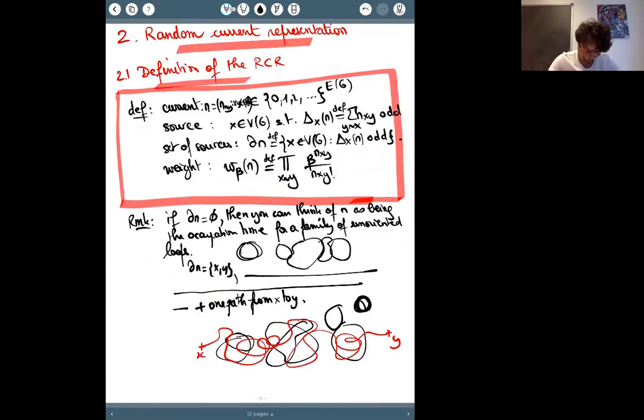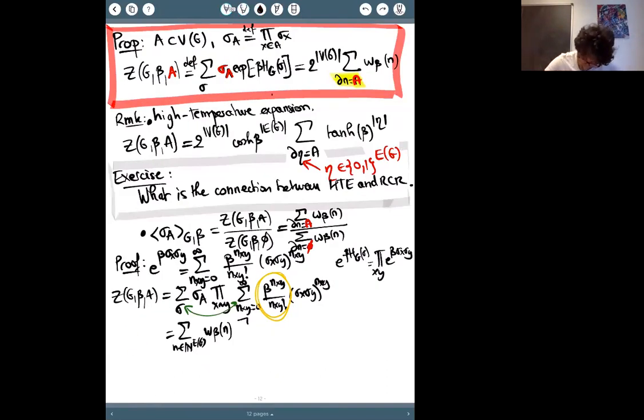Why? Because W beta of n was a product of the beta to the n_xy over n_xy factorial. So I end up with that, and then I end up with a sum over sigma, and what remains, so sigma A definitely depends on sigma, and I end up with a product over the edges. And for every sigma x, every sigma x appears n_xy times for every edge xy. So here I'm going to end up with the sum of n_xy for y neighboring x. That's the power at which I raise sigma x, right?